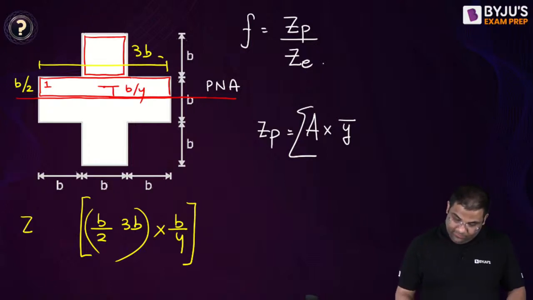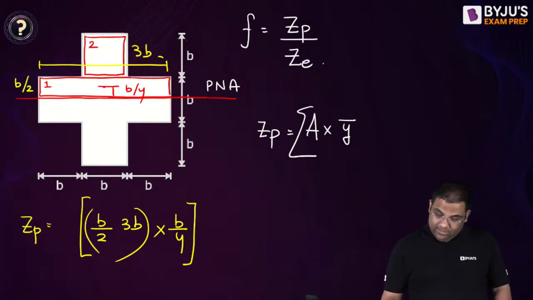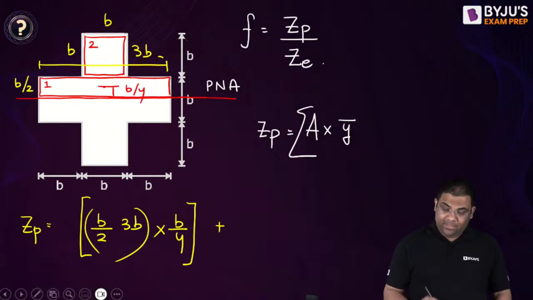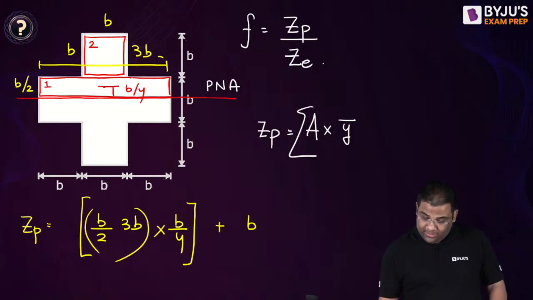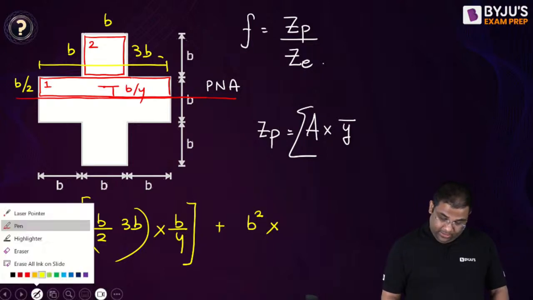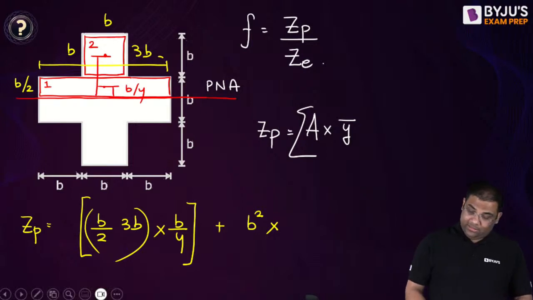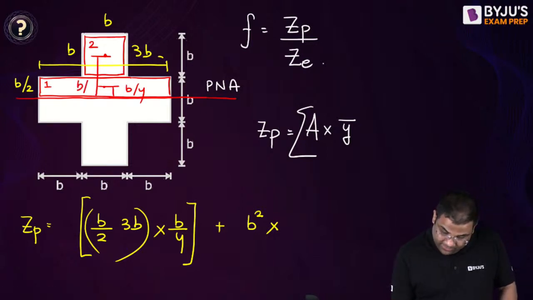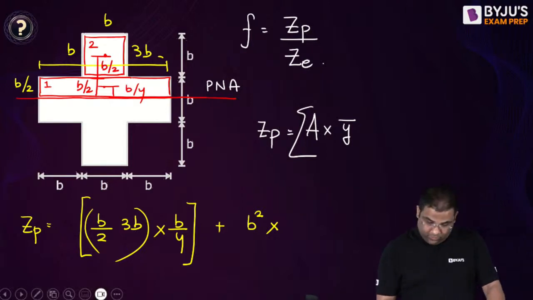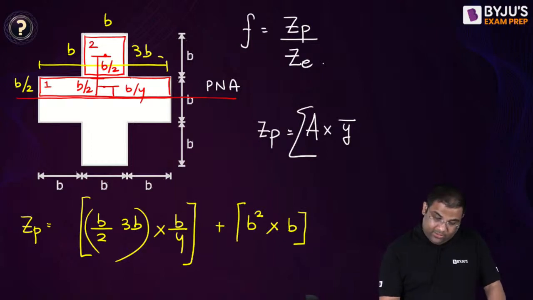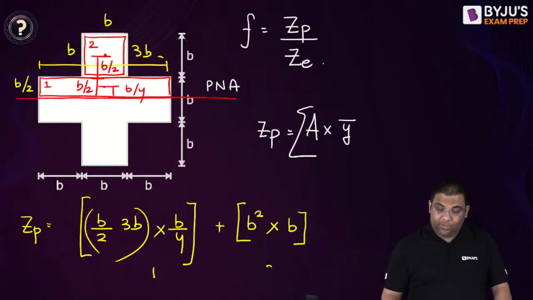Now, for the second one, what is the area of the second one? The area of the second one will be simply b square. And what is the distance of its centroid from this plastic neutral axis? Can I say this is b/2 and this is also b/2, so total is b, right? Total is how much? B. Yes? So this is for area number 1, area number 2.